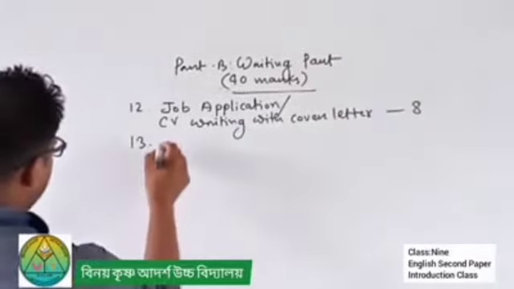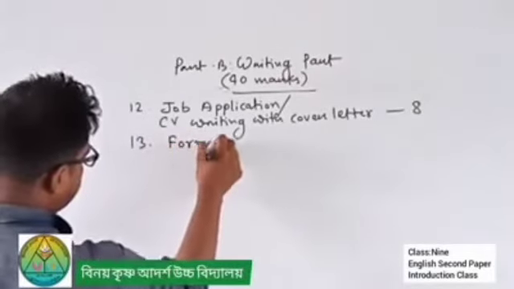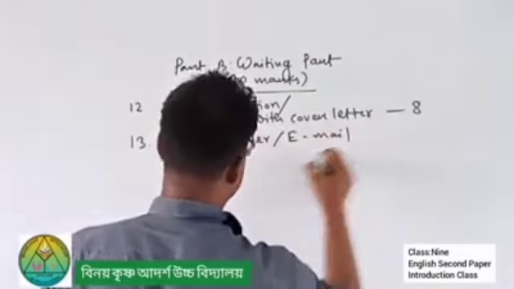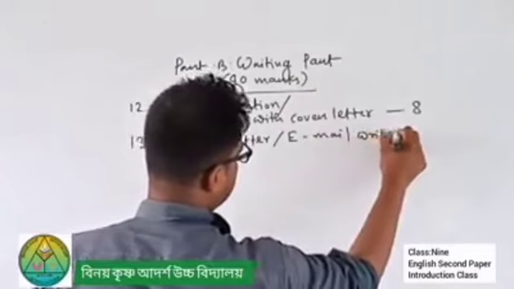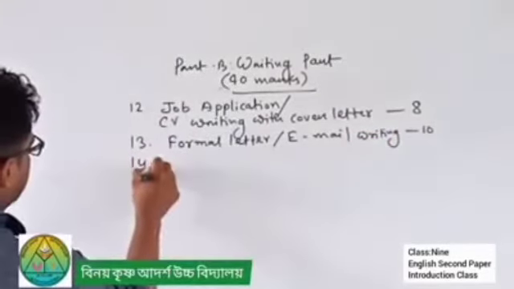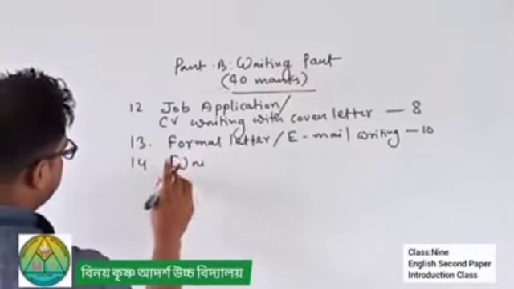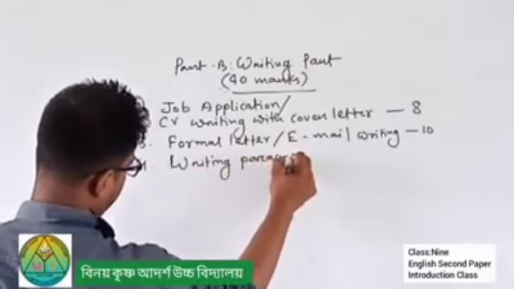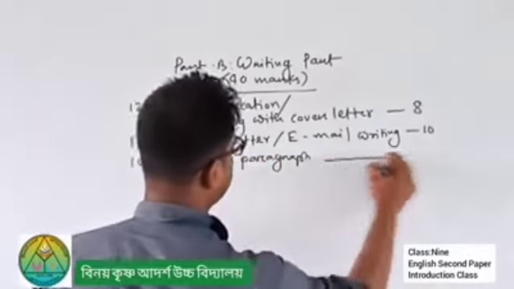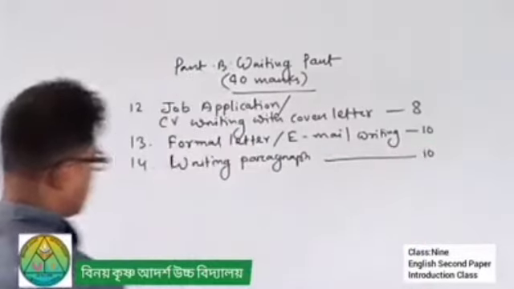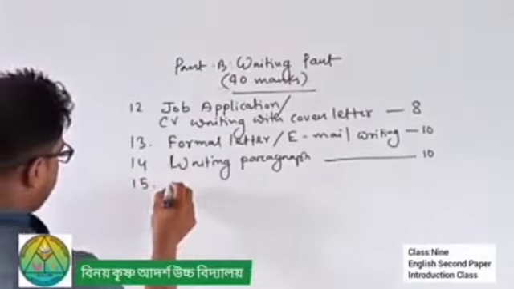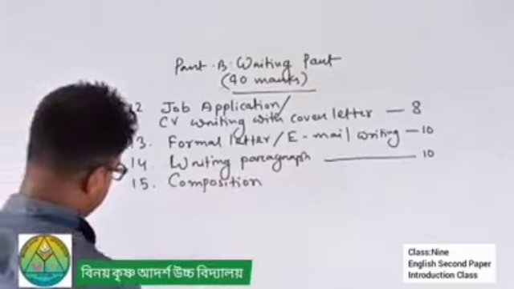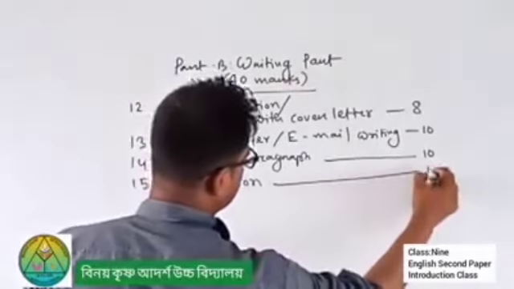In question number 13, you will have to write formal letters, popularly application writing or email writing. You will be prized 10 marks on this item. In question number 14, you will find writing paragraph, and this item will prize you 10 marks. And in question number 15, you will have to write a composition, a short composition actually. This will prize 12 marks for you.